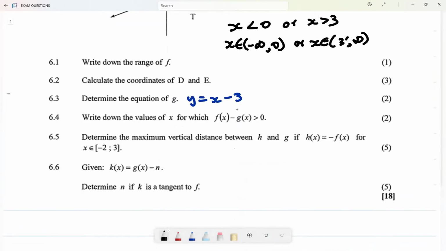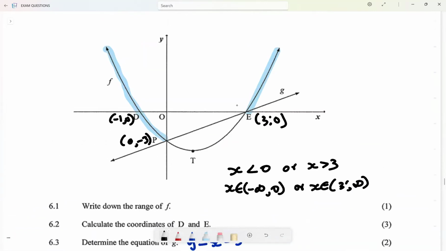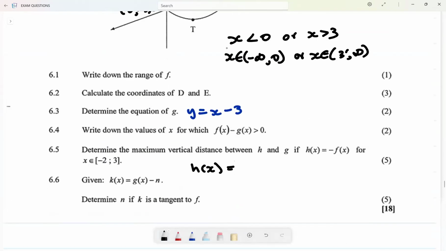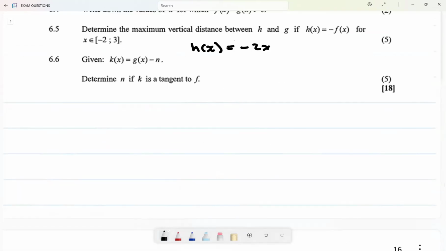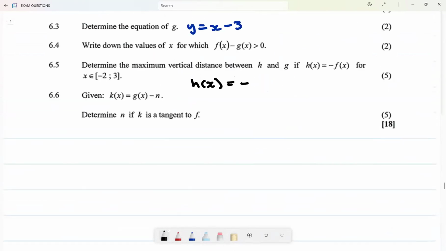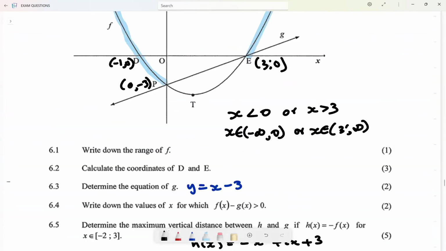Determine the maximum vertical distance between h and g if h of x is equal to negative f of x. Let's find h of x first. So h of x will be just the equation of f of x, but multiplied by the negative. So we just need to multiply this by negative. So it's going to be negative x squared plus 2x plus 3. Guys, am I writing it correctly?